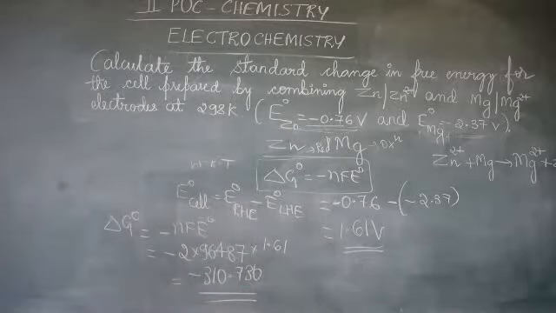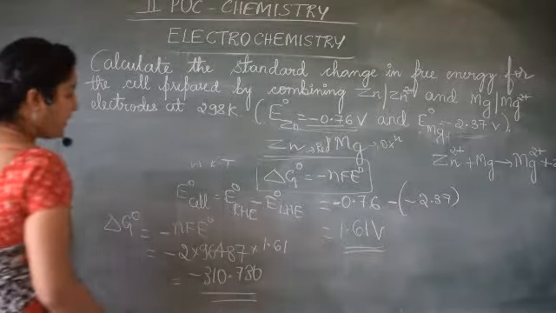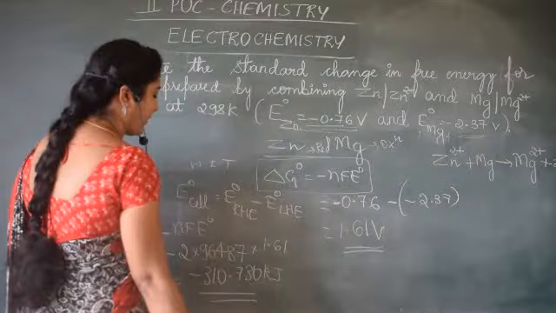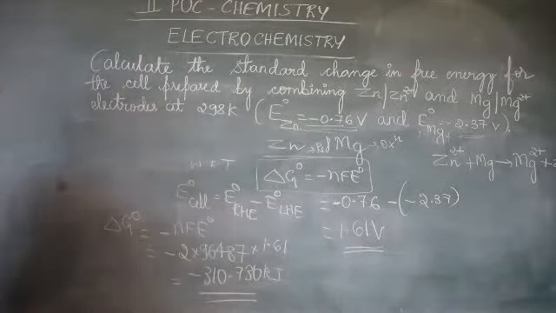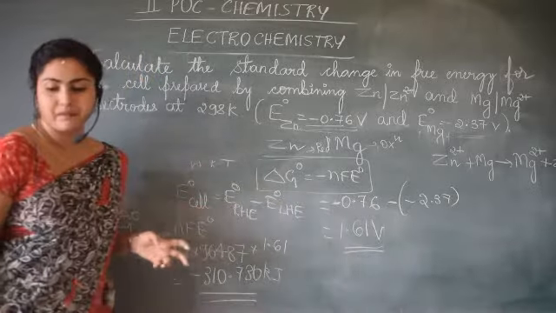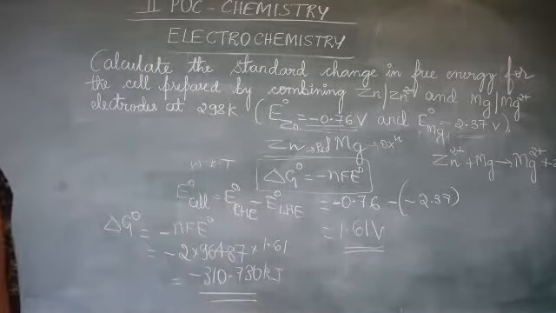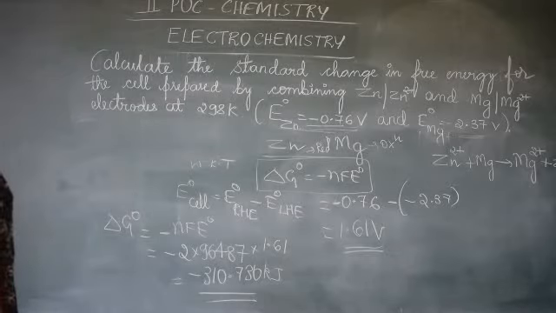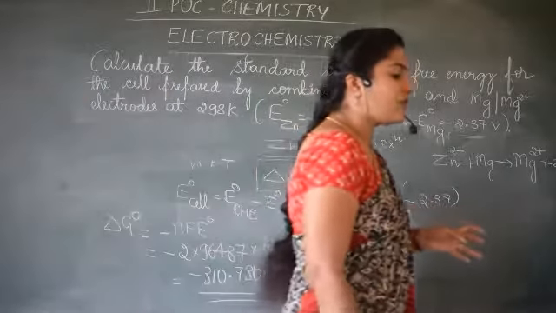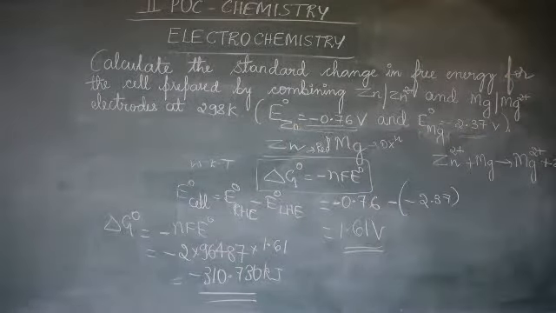What is the value you have to write? Into 10 to the power 3, otherwise you can write it in kilojoules. So this is the numerical problem related to calculation of Gibbs free energy, which you can see most of the questions will be related to.